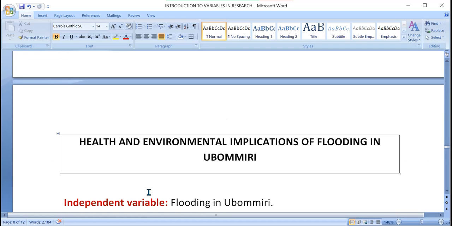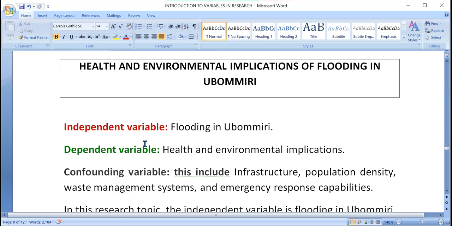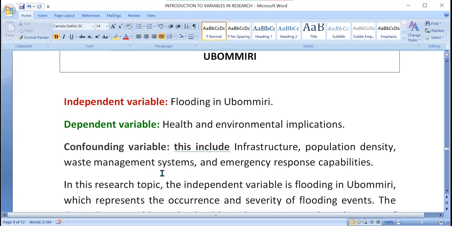Another example. This research topic, health and environmental implication of flooding in Ubomiri. The independent variable here is flooding. While the dependent variable here is health and environmental implications. Whereas the confounding variable here is infrastructure, population density, waste management system, emergency response. In a community where they have an emergency response, once there's flooding, the effect of flooding will be mitigated. Where there's adequate waste management, the effect of flooding will be reduced.